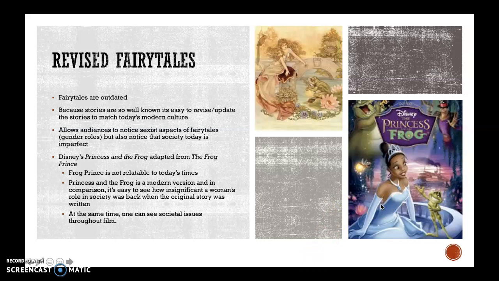It's kind of low quality, but I thought it was important to show because you can obviously see the discrimination and adversity that Tiana faced.